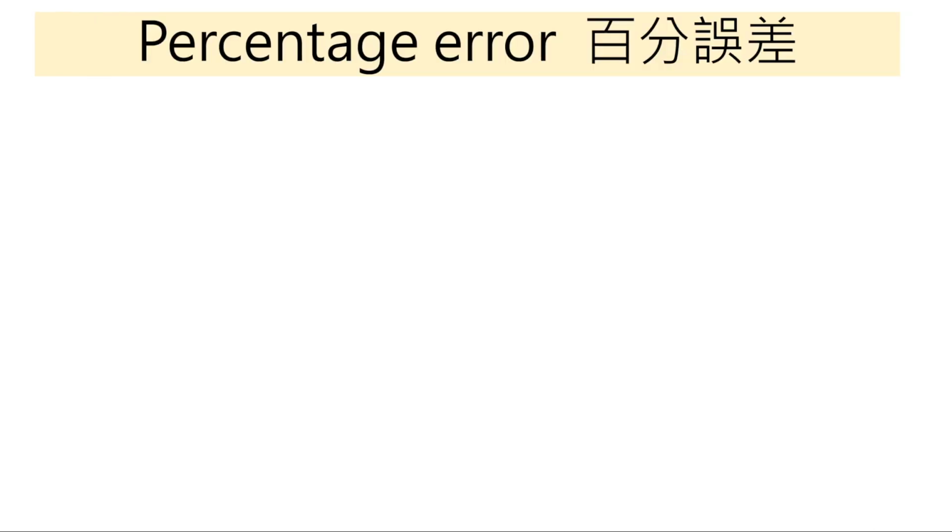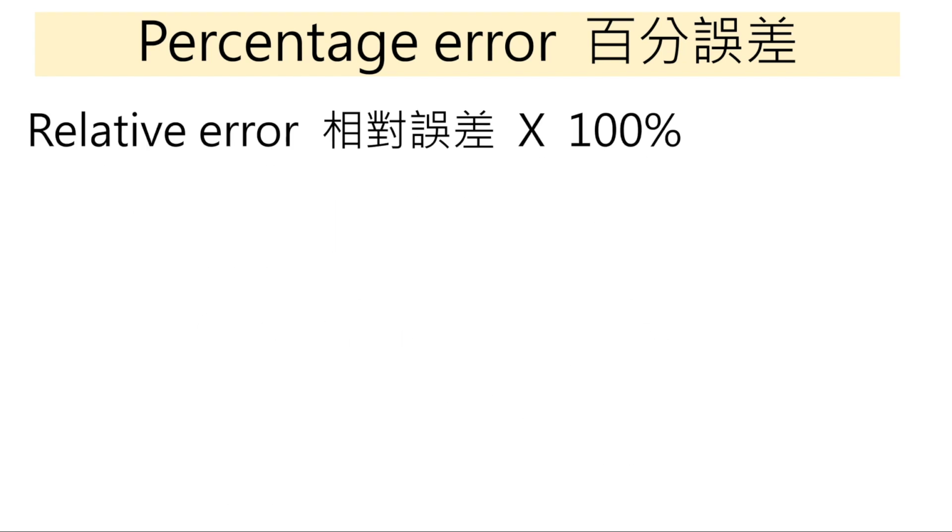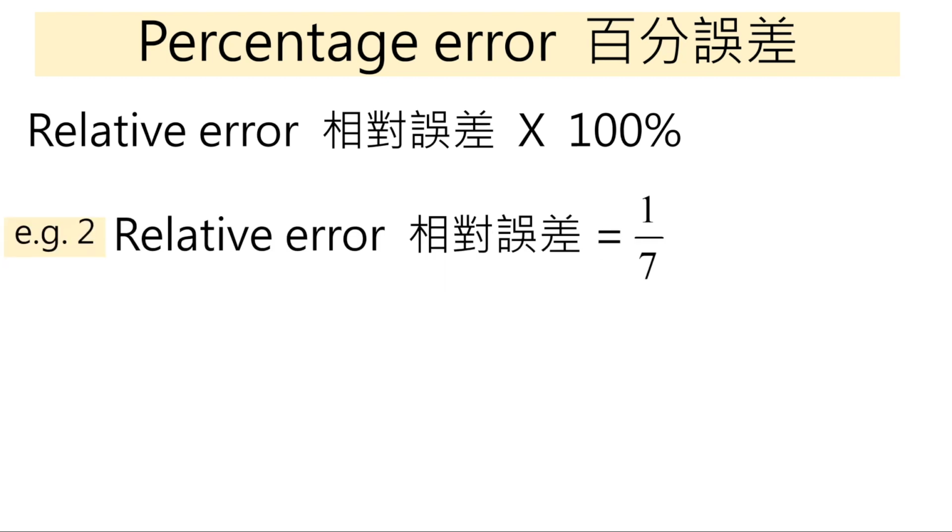Lastly, what is the percentage error? It is quite simple. It is defined as the relative error learned just now times 100%. We have learned before that turning fractions into percentages is as simple as multiplying by 100%. Using a percentage to represent the error is much easier to read than expressing it as a fraction, compared to the relative errors.